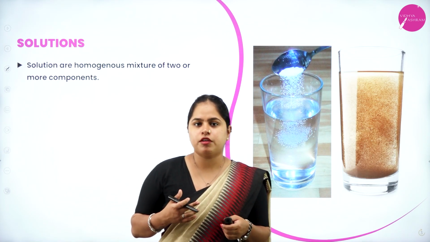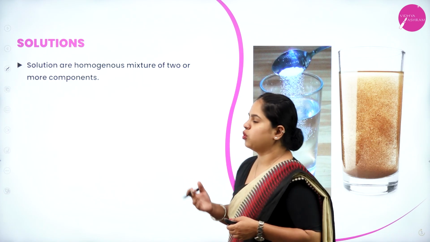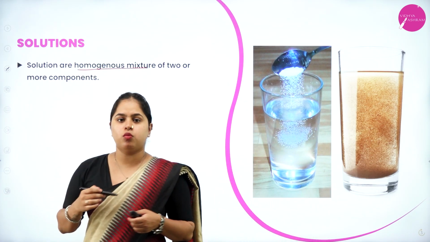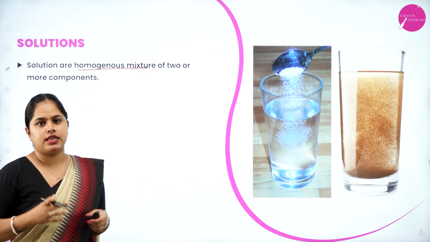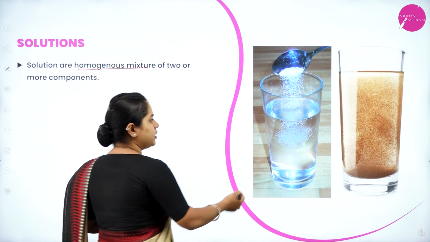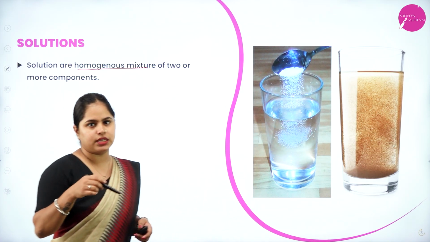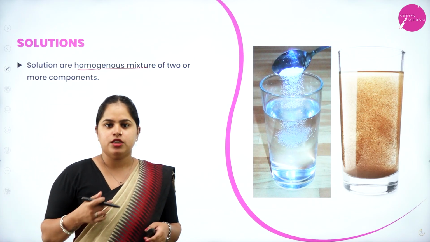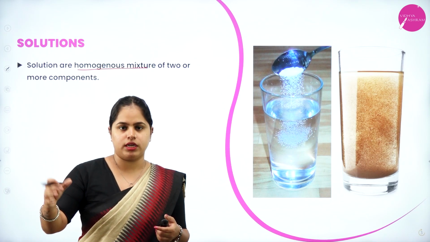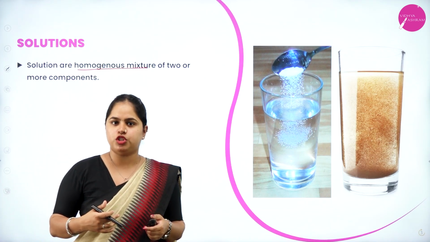You might already be familiar with this definition, that solutions are homogeneous mixtures of two or more components. Now what does homogeneous mixture mean? There is a uniform composition throughout, right? For example, if I take a glass of water and add one teaspoon of sugar to it and mix it, I get a homogeneous mixture. In that, you are not able to identify separately where the sugar or water is. It becomes a uniform solution, right? Such mixtures are called homogeneous mixtures.